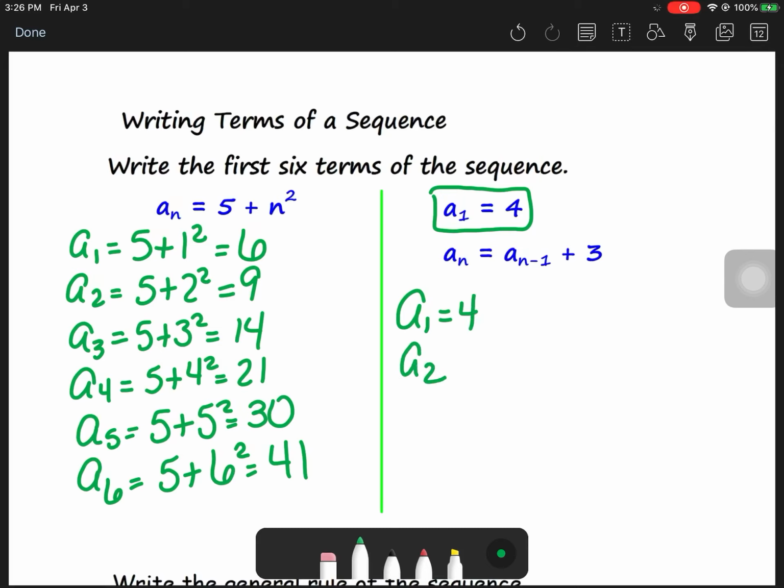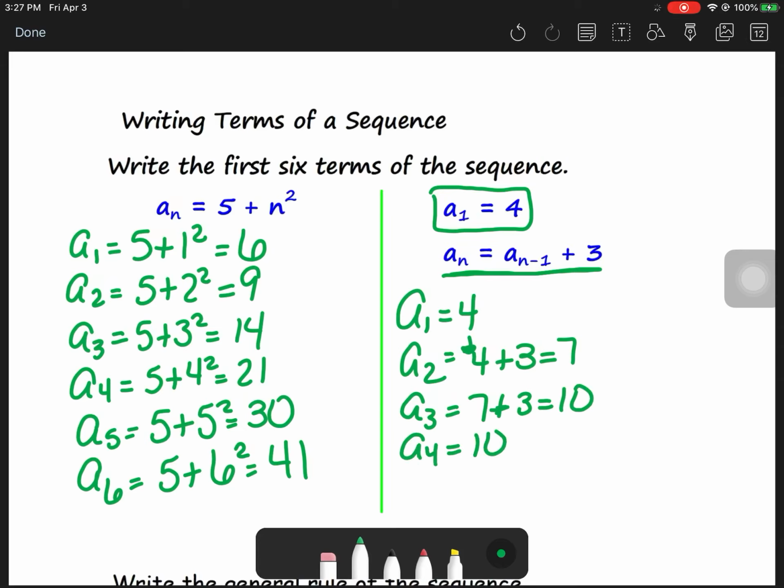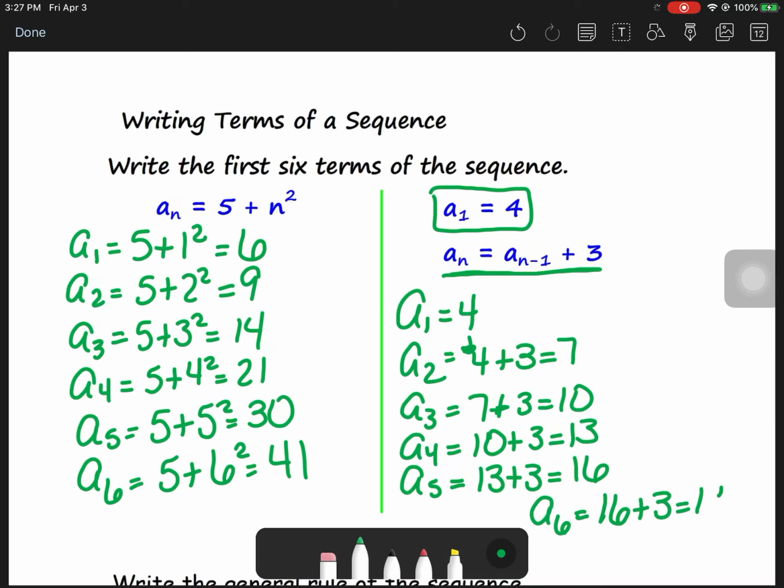To find my second term, I'm going to use this rule. It says take the previous answer, which is going to be 4, and then we add 3. Each time we do it, we take the previous answer and add 3. Each time we move on, we take the previous answer and add 3. Again, I'm going to take the previous answer and add 3. Last one, I'm going to take the previous answer and add 3.